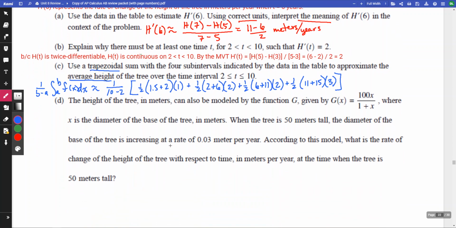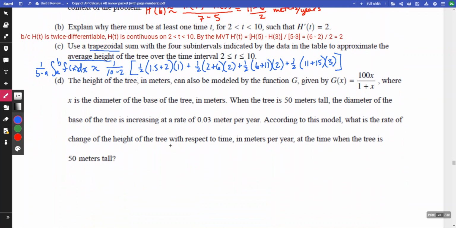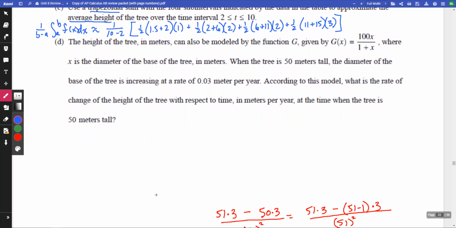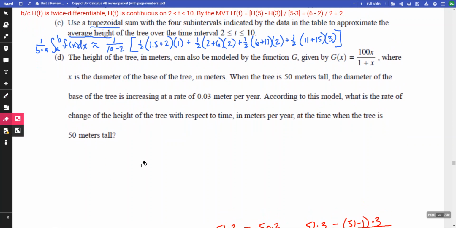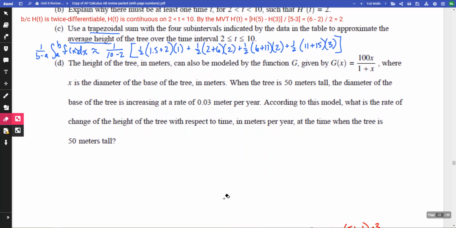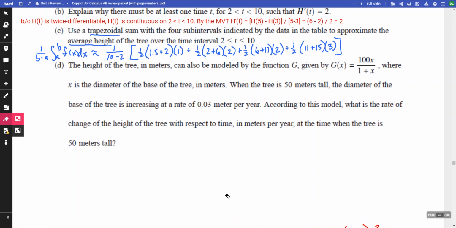And lastly, the height of the tree is also modeled by a function where x is the diameter at the base of the tree. Tree is 50 meters tall, right? Then what are we going to have, right? So let's come through and consider our information here, okay?